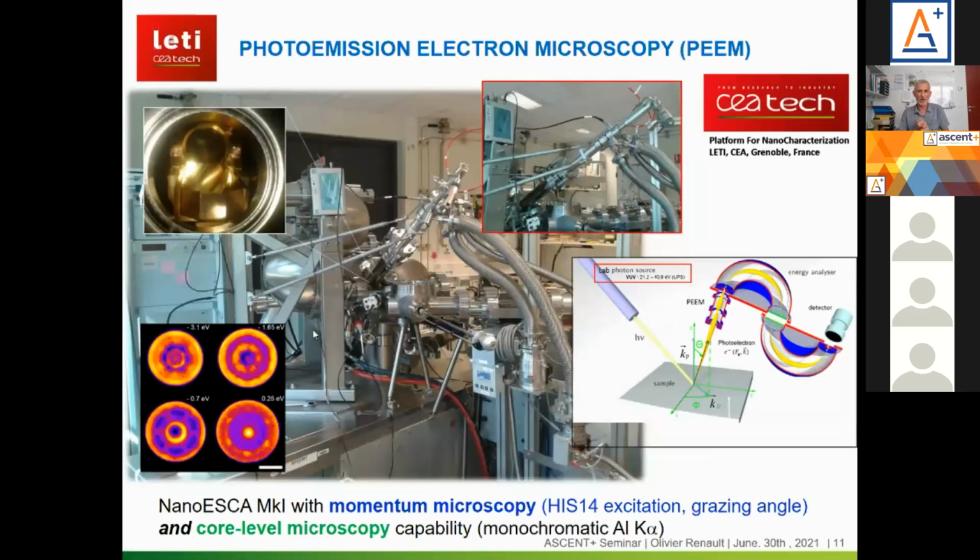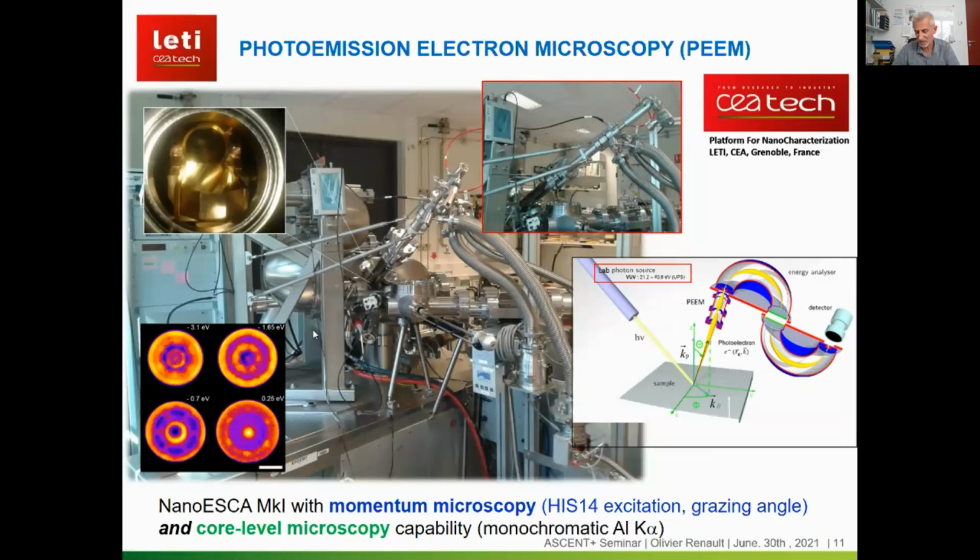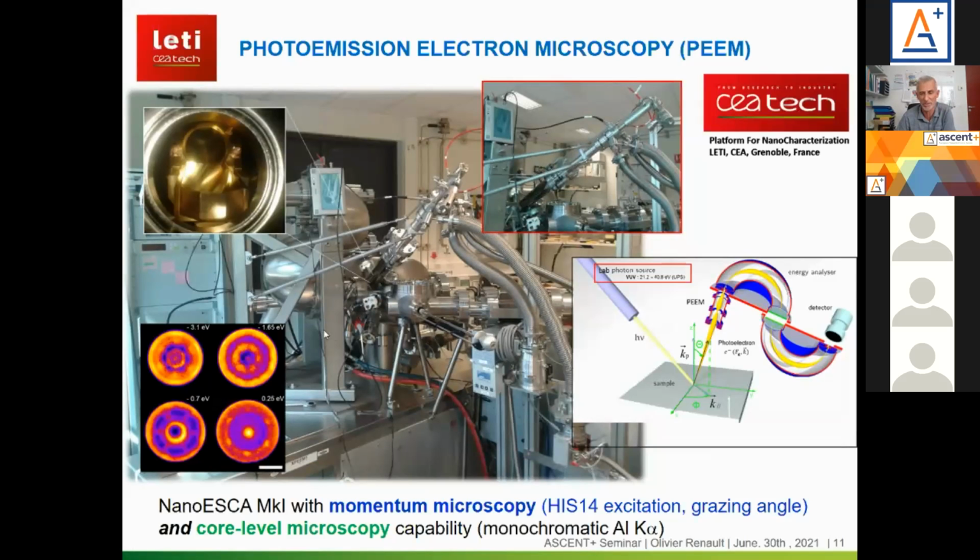This is a picture of the instrument we have in the lab. Just to give you a flavor of how it looks, we are working in ultra-high vacuum, like in conventional photoelectron spectroscopy. So this is an additional constraint. We need to clean the surface before analyzing it, and we have to carefully manipulate samples when we travel the sample between different chambers.